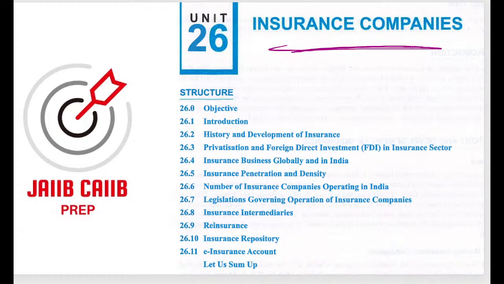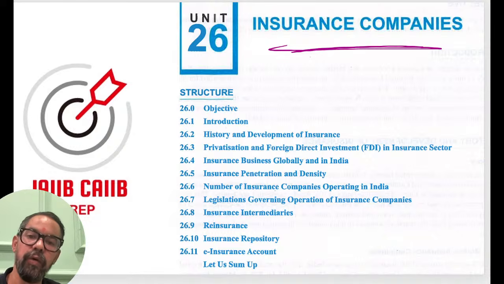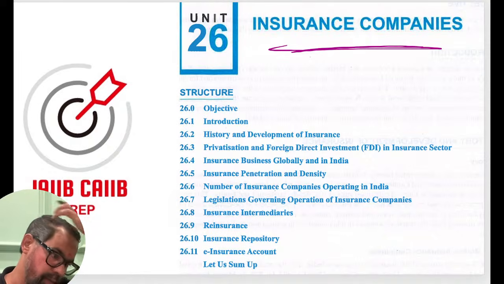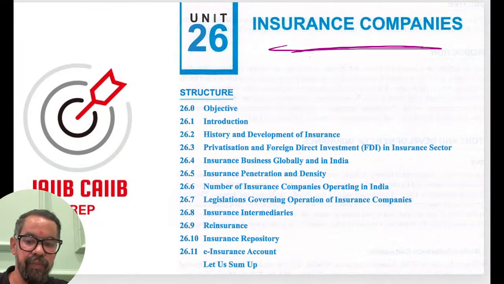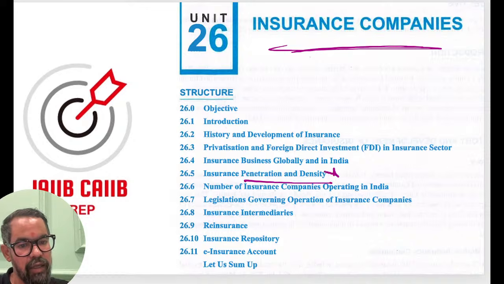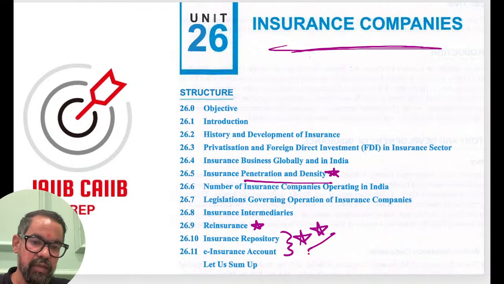Now see, this topic was also part of your Module D, but in Module D it was around insurance products. That is a bit more important compared to this. There you will find more questions around insurance principles, different types of insurance and others. When it comes to Unit number 26, here there is penetration and density. This got asked in the previous year also. Some reinsurance business, e-insurance, and this is very, very important. This gets asked many times.